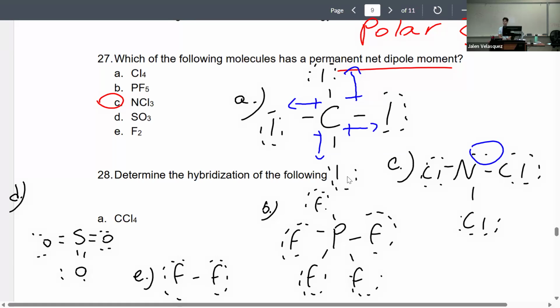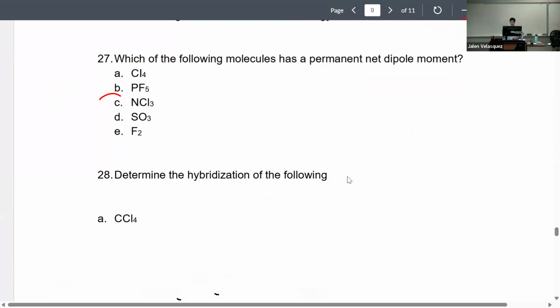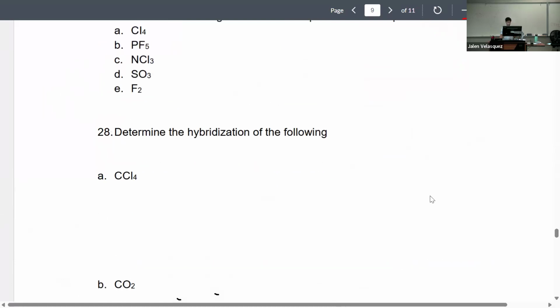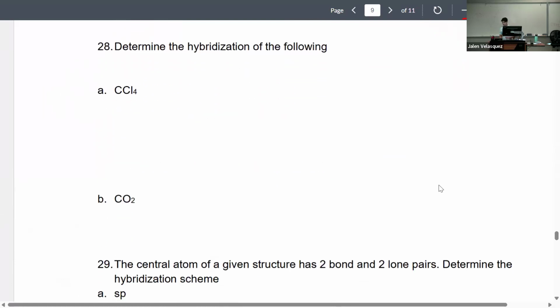Yeah. Sorry, yeah, I'll work on 28 and I'll write them because we are getting kind of short on time. So look at 28 super quick.